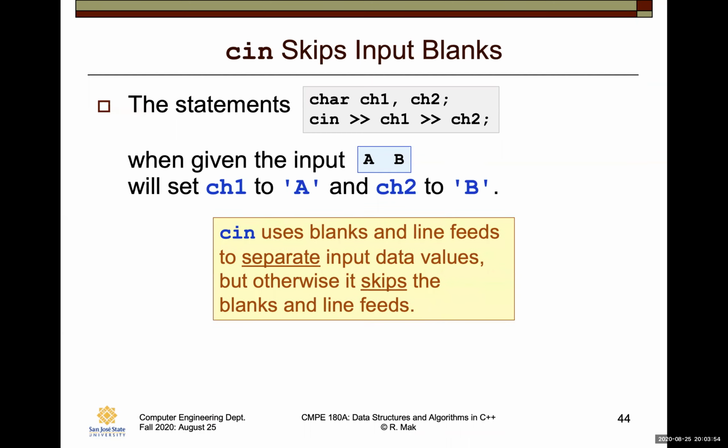So CIN uses blanks or line feeds. A line feed is treated as a blank. So we could have written a and b on two separate lines, and this would still have worked. So that's one thing to know.